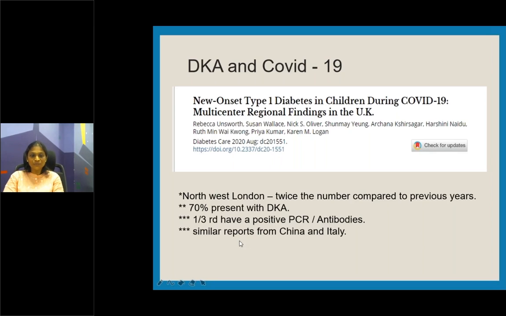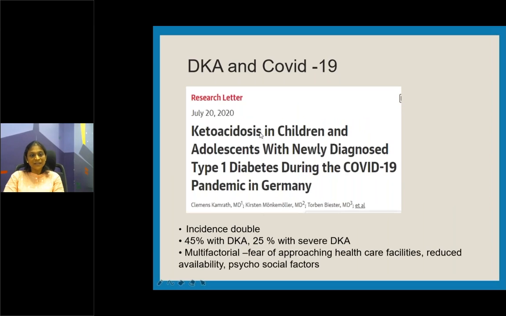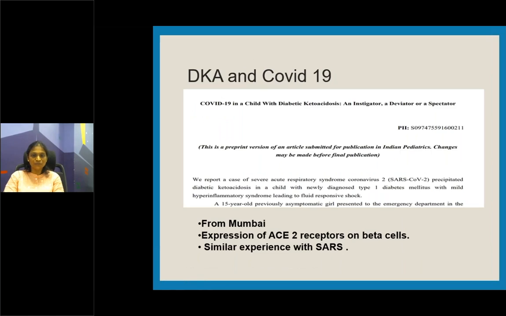There are similar reports from China and Italy, and this is from Germany. Here again the incidence was double, and 45% of children had presented with DKA. 25% of them had severe DKA. Here they attributed various reasons for children presenting with severe DKA: a fear of approaching healthcare facilities, non-availability of healthcare providers, and a few psychosocial factors also played an important role in the delay of diagnosis.